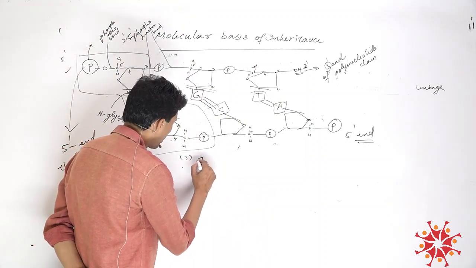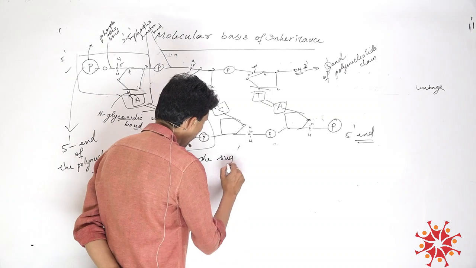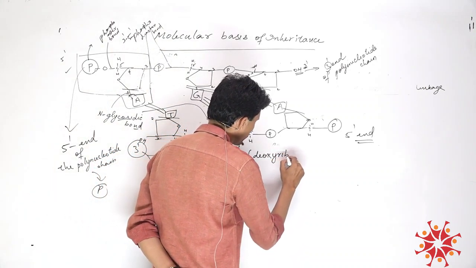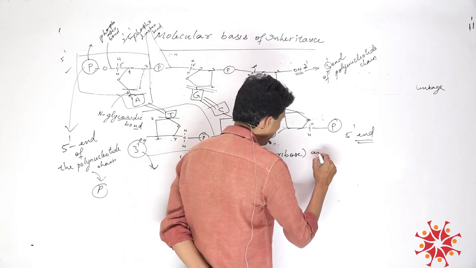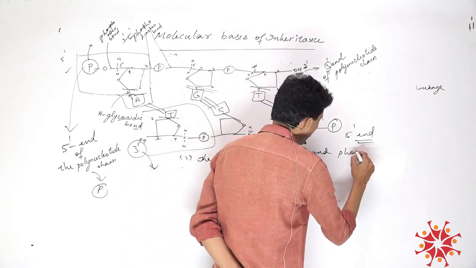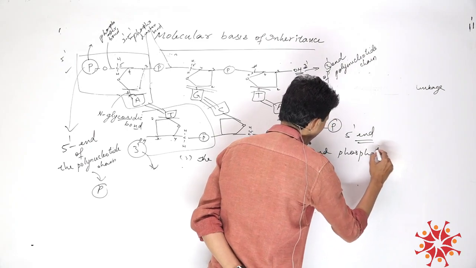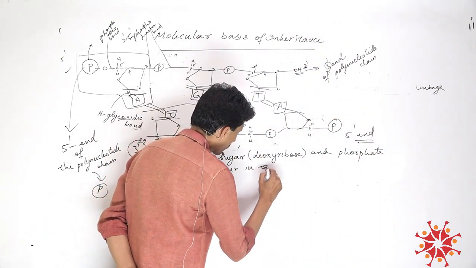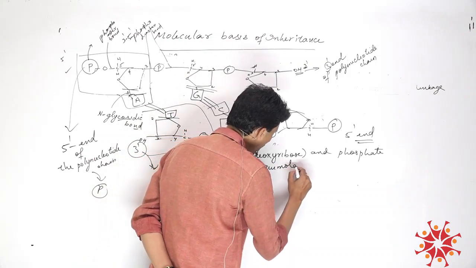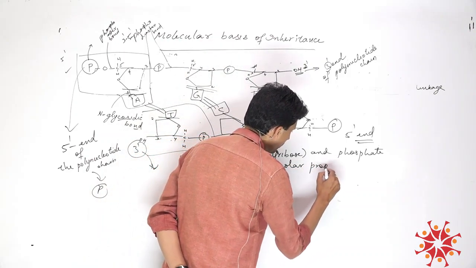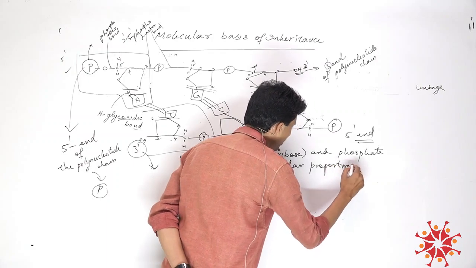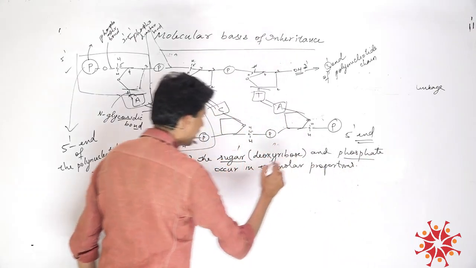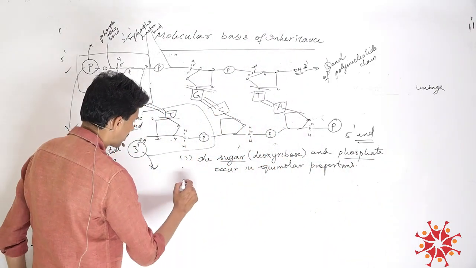Third Chargaff rule: the sugar deoxyribose and phosphate occur in equimolar proportions, right? So this is the third Chargaff rule. Sugar and phosphate occur in equimolar proportions.